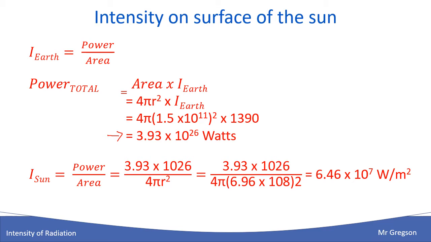But then working our way forward, we've now got the power, and we need the intensity for the sun, which is power over area. Well, we just need to work out where we are in terms of the sun's surface. The sun's radius, we were given this figure originally in the question, 6.96 times 10 to the power of 8, which is the size of the sun. So 4 pi times r squared. We know what this power is because we've just worked it out above. And that gives us the intensity on the surface of the sun: 6.46 times 10 to the power of 7 watts per square meter, which is probably why it's quite hot.